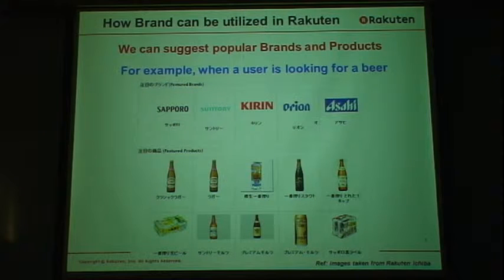First, we can suggest popular brands and products. When a user, for example, is looking for beer, we want to suggest the top well-known beer companies like Sapporo, Suntory, Kirin, etc. And together with the popular products of the companies.